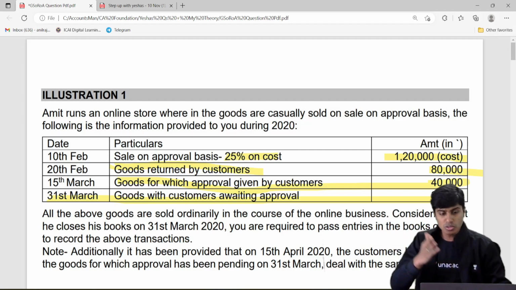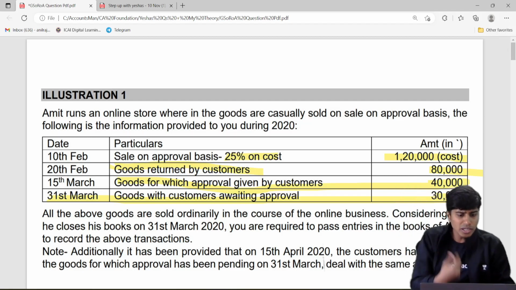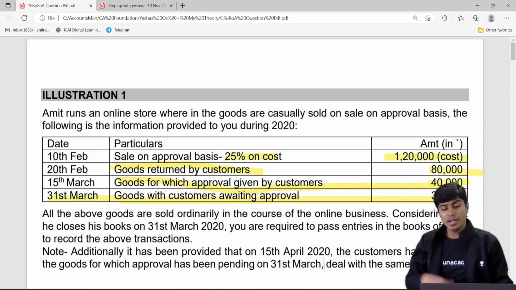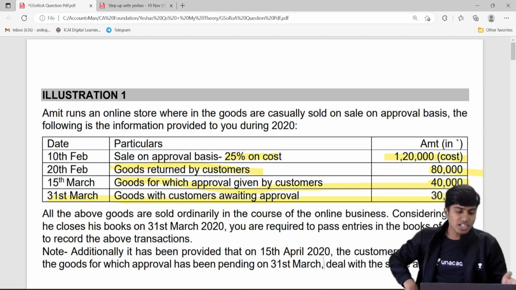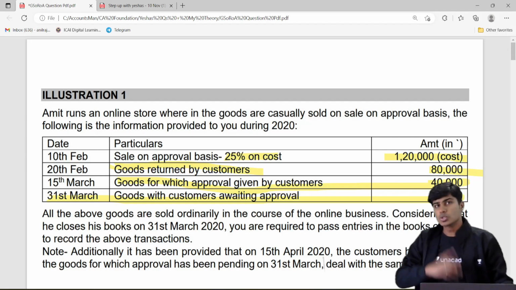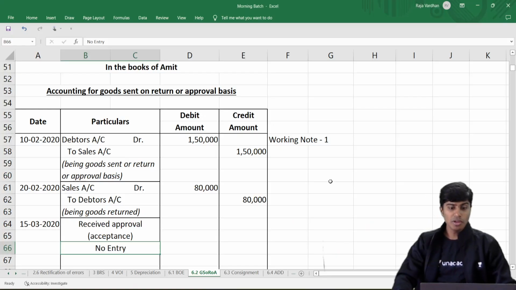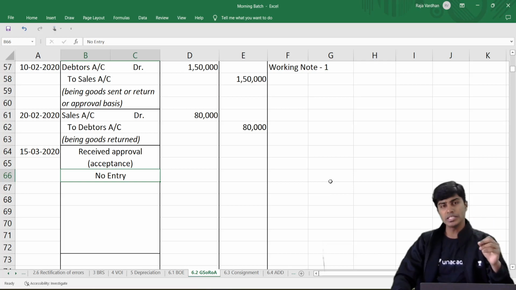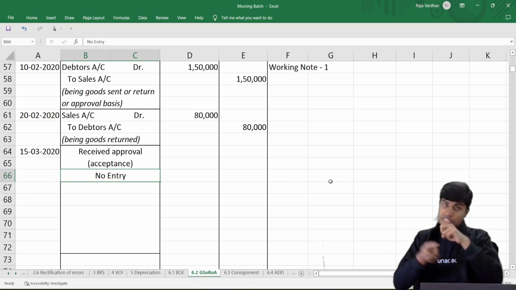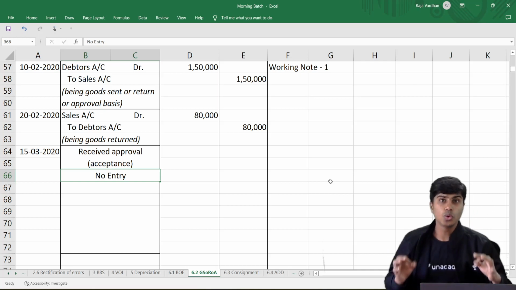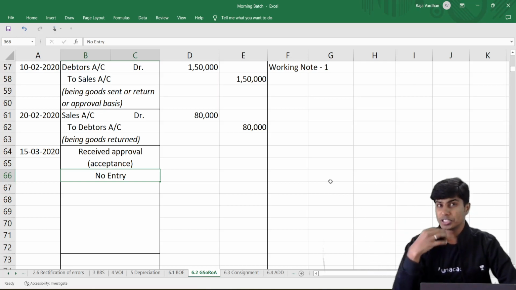Considering that he closes his books of accounts on 31st of March 2020, you are required to pass entries. We will do it. Additionally, it has been provided that on 15th April 2020, which is next year, the customers have rejected the goods for which approval was pending. So the time period has not lapsed for these goods. When the goods have been sent on return or approval basis, we have transferred the possession but not the ownership. Because we have the ownership and the possession of the goods is transferred, the sales entry that was passed previously should now be reversed. Though the possession is with the other party, the ownership is with us.